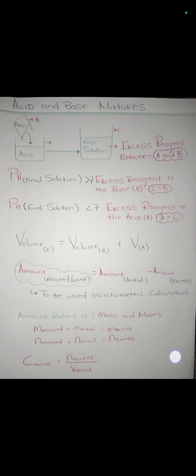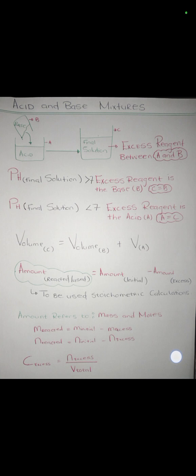If you say that we have A and B in the final solution, you mean to say that there was no reaction that took place. So this is not just a mixture whereby there's no chemical reaction taking place. Because there's a chemical reaction taking place, one of them is used up and the other remains as such. So the other one that remains becomes the final solution.